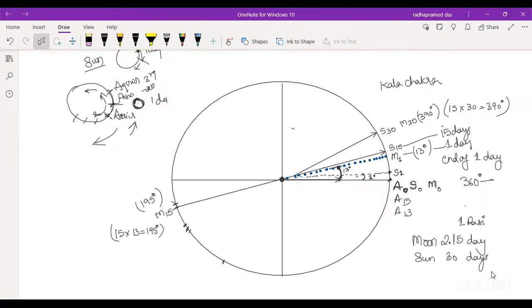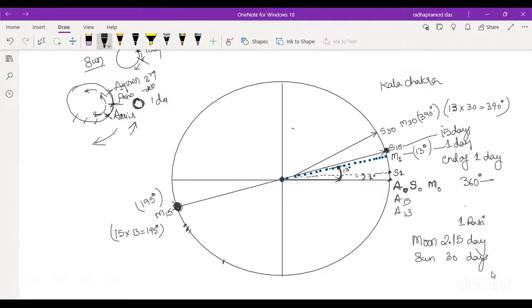Okay. So after 15 days, how much will the moon go? 13 into 15 days, 195 degrees. So moon will be here and sun will be here after 15 days, because it is going every day 13, 13, 13 degrees. By the time 15 days pass, moon is at this position of the zodiac. And then if you take 30 days, 30 into 13 is 390.